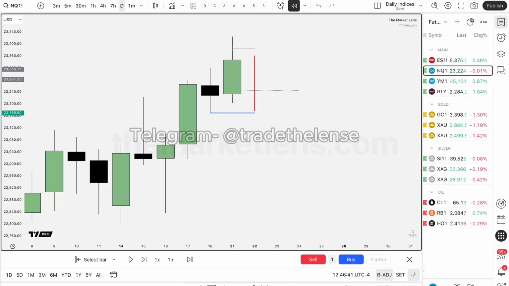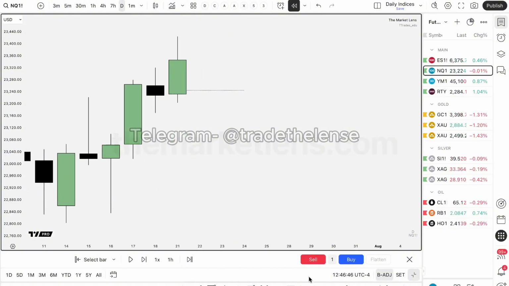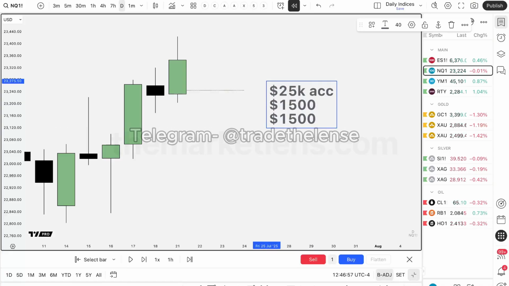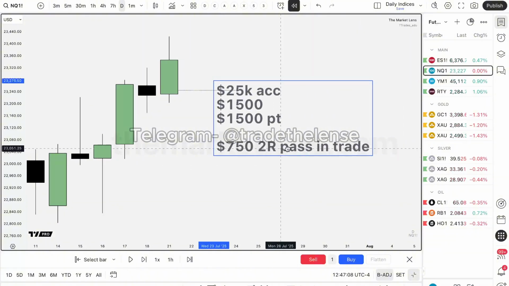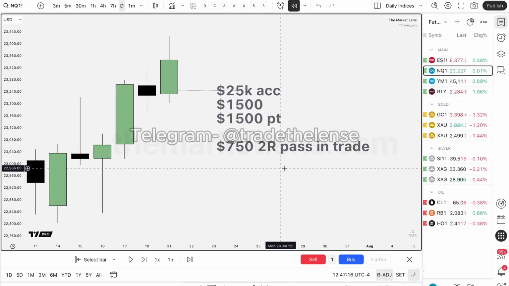If that's the case, instead of blowing up 5 accounts trying to do that, risk more on the eval and just do something. So let's say you have a 25K account with 1500 drawdown and 1500 profit target. Why not just risk 750 for 2R and pass in a trade? And then you won't get bored of it instead of trying to risk $200 a bunch of times. So if you're just trying to stack them, it means that you have money to put into it.